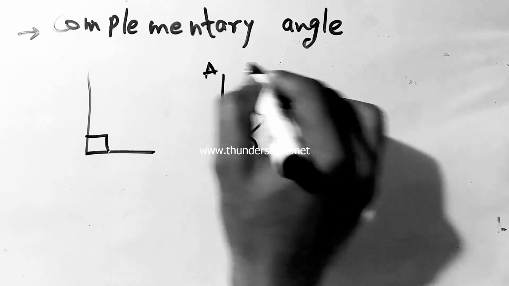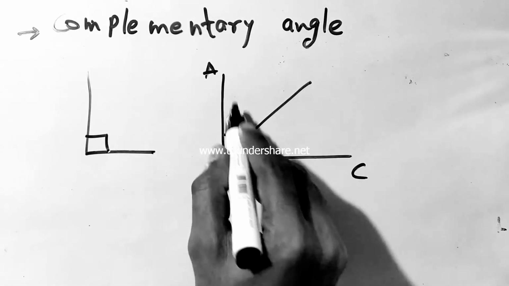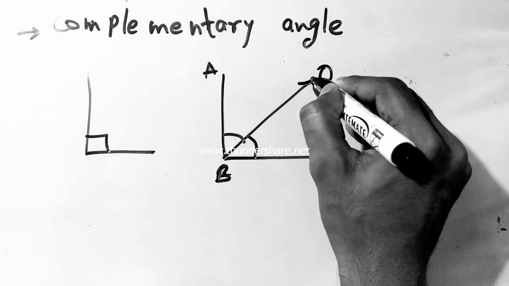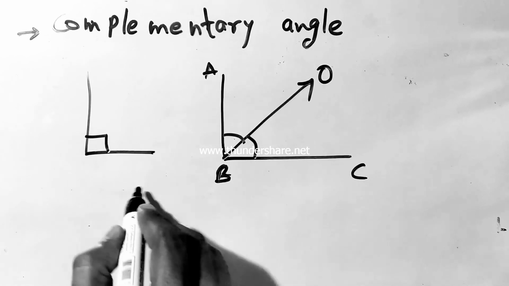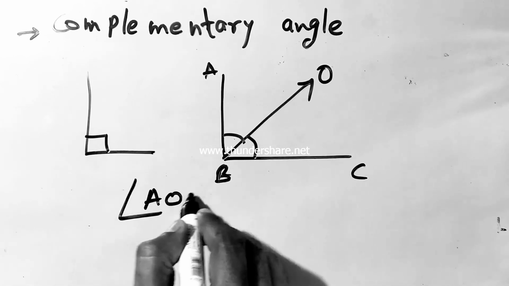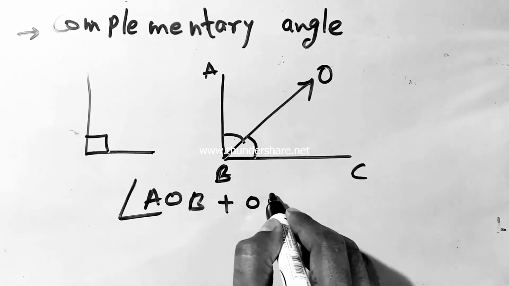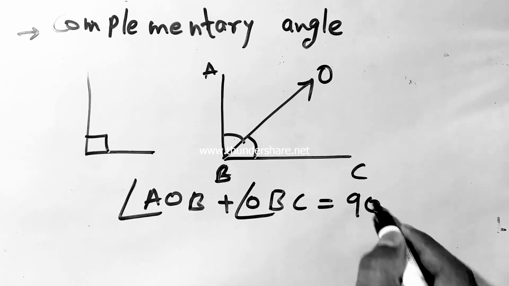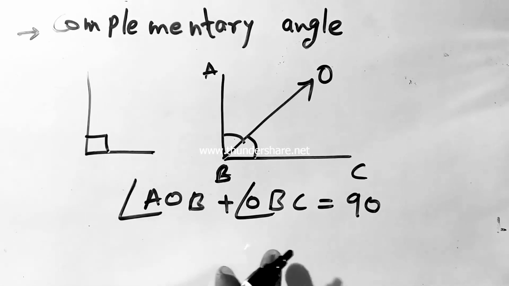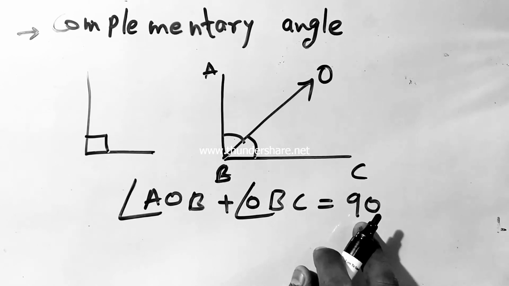This is A, C, B, C. This is a common point O, and that is a ray O. So AOB plus OBC is equal to 90 degrees. The combination of two angles is equal to 90 degrees. Then the angles are called complementary angles.